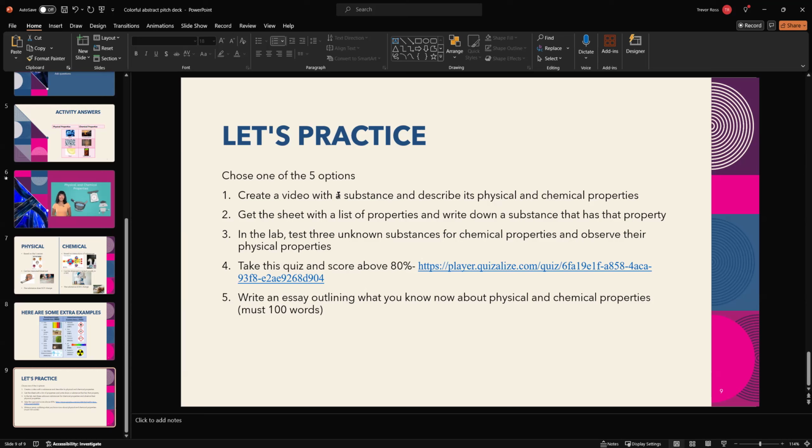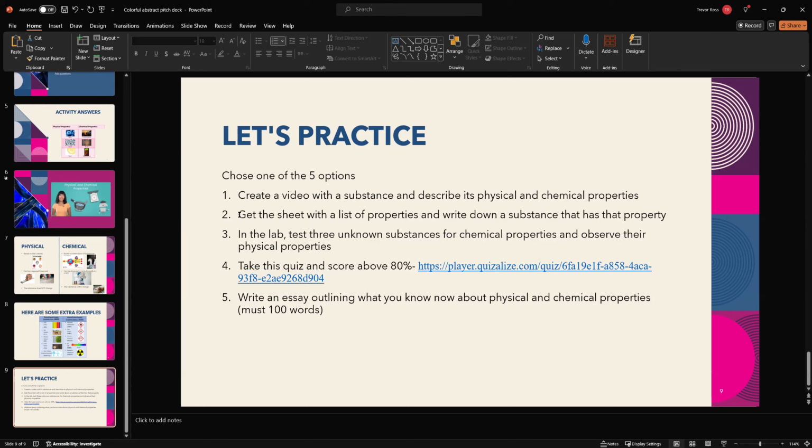The first thing you can do is create a video with any substance you want. Just find one and describe its physical and chemical properties. Try to find a substance that you can name a decent amount of physical properties and 1 or 2 chemical properties. Okay, do you know this thing rusts? Do you not know that it rusts? Things not rusting is a chemical property. It doesn't have the ability to rust. That's something that we know about. If it doesn't burn, okay, that's a chemical property.